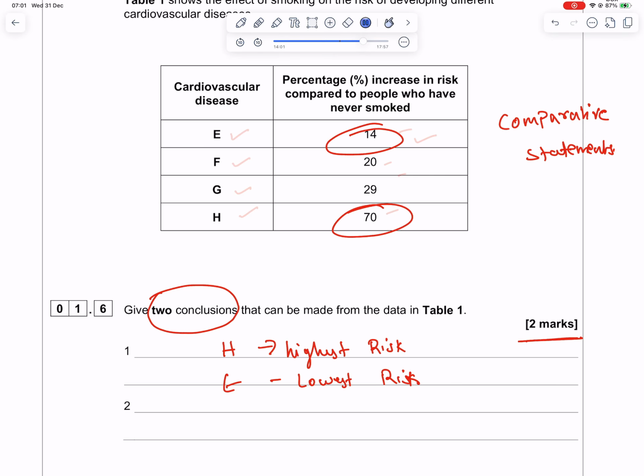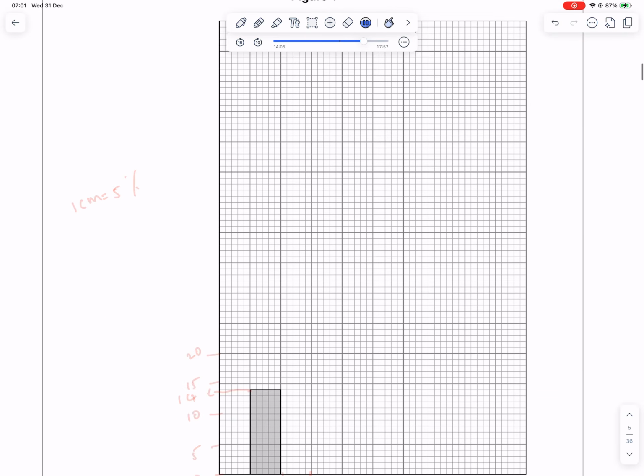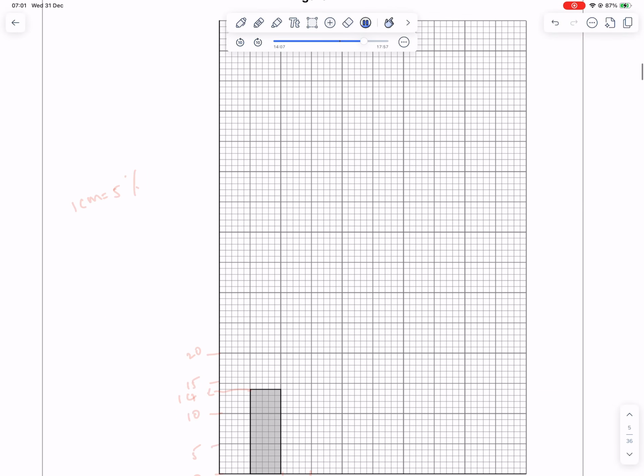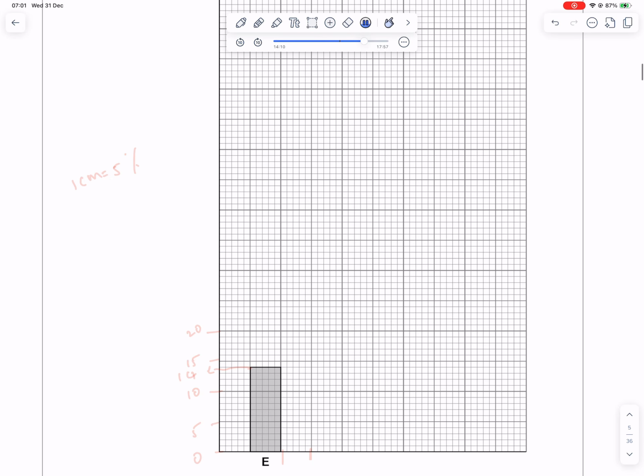So first thing is label the y-axis. Now, y-axis is always the dependent axis and x is independent. So from the table of data we have, cardiovascular diseases are not dependent on each other. So we are going to label them on the x-axis, and the percentage increase in risk compared to people who have never smoked, that is going to be our y-axis label.